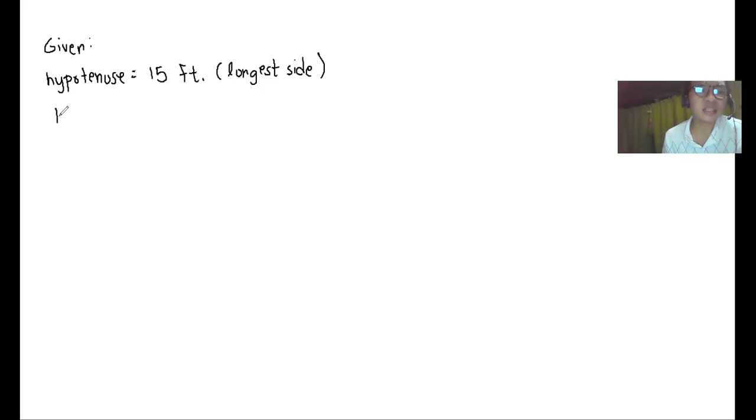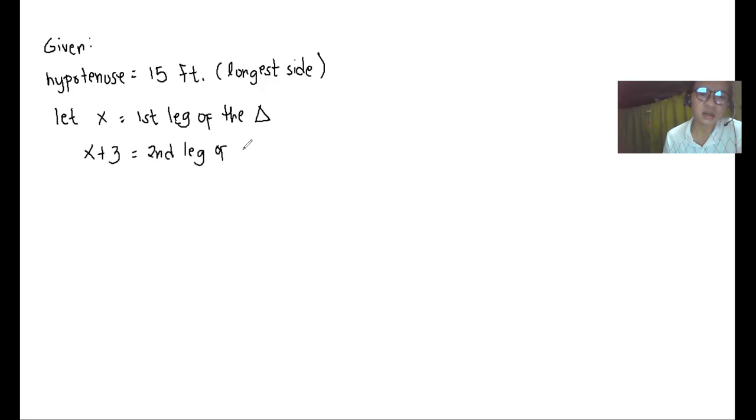So let x be the first leg of the triangle. Since according to the problem one leg is 3 feet more than the other, let's assume the other leg is x plus 3, the second leg of the right triangle. So how will we do this? We need a formula pertaining to a right triangle.